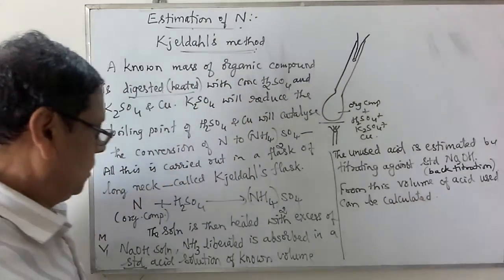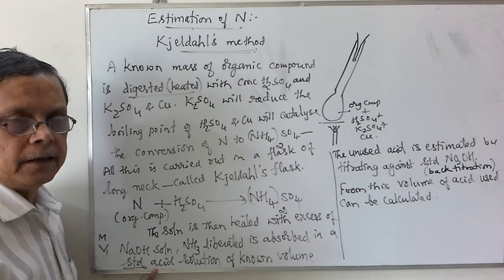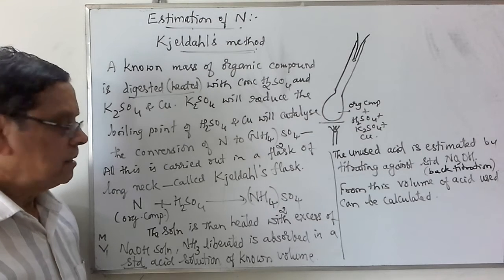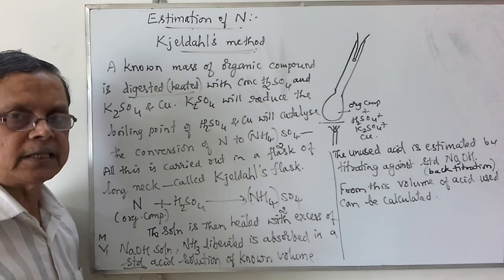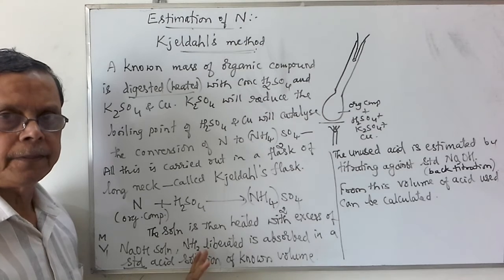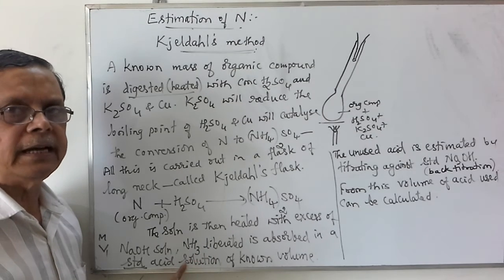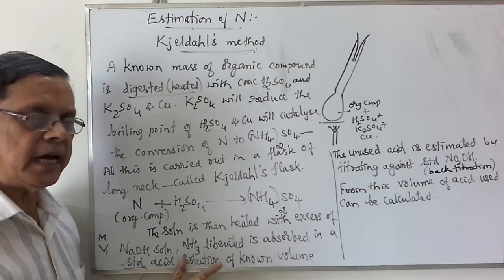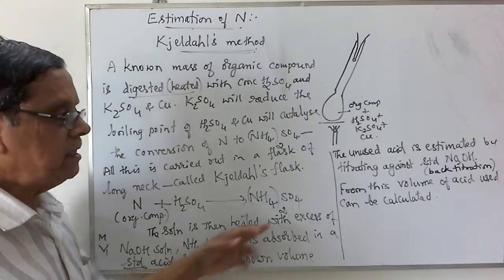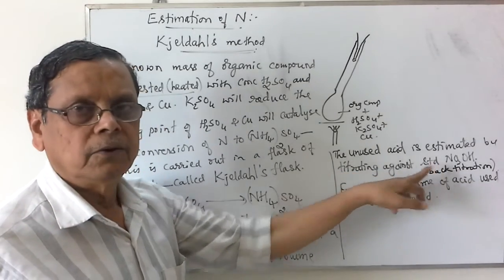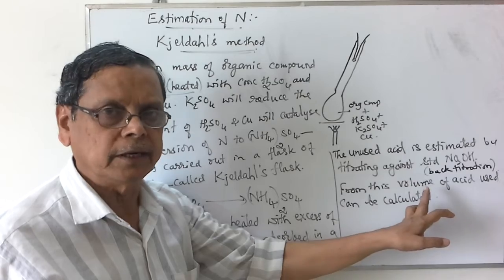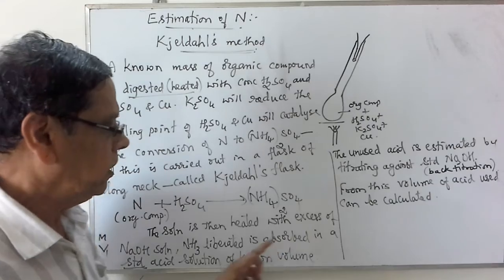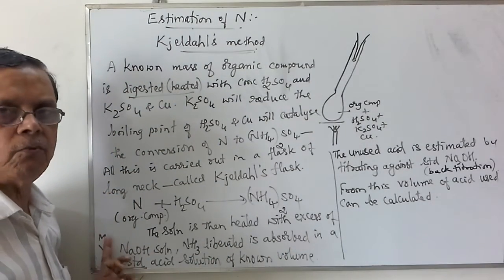Say, for example, you are using HCl. Say we are using 100 ml of one normal HCl. Some amount of ammonia uses this HCl for the formation of the salt. Assume that about 80 ml is used for forming the salt. 20 ml of the acid will remain unused. That is estimated by titrating with standard sodium hydroxide. From that, the volume of acid used can be calculated by knowing the unused acid as well as the volume of acid taken.